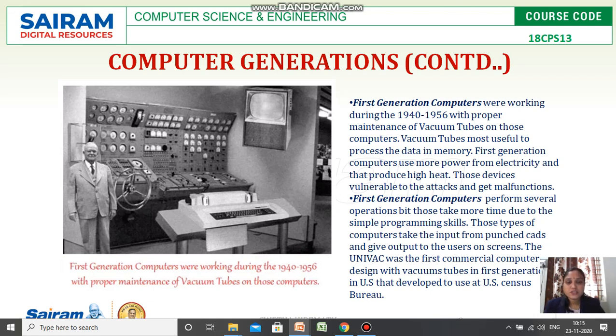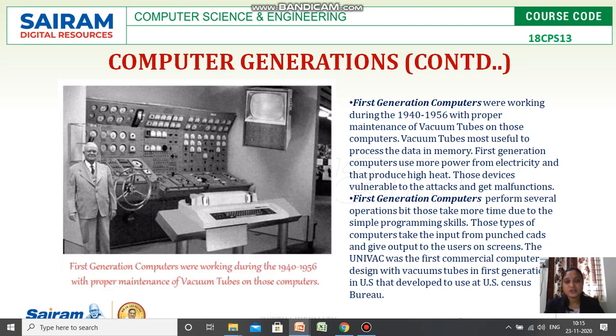The examples of these first generation computers are UNIVAC, ENIAC. So all these IBM computers also were there. So there are different computers which were being generated during this period. Whatever I have told you, they make use of the vacuum tube technology, the heat generated was more, and the programming skills were also very less. So this is about the first generation computers.